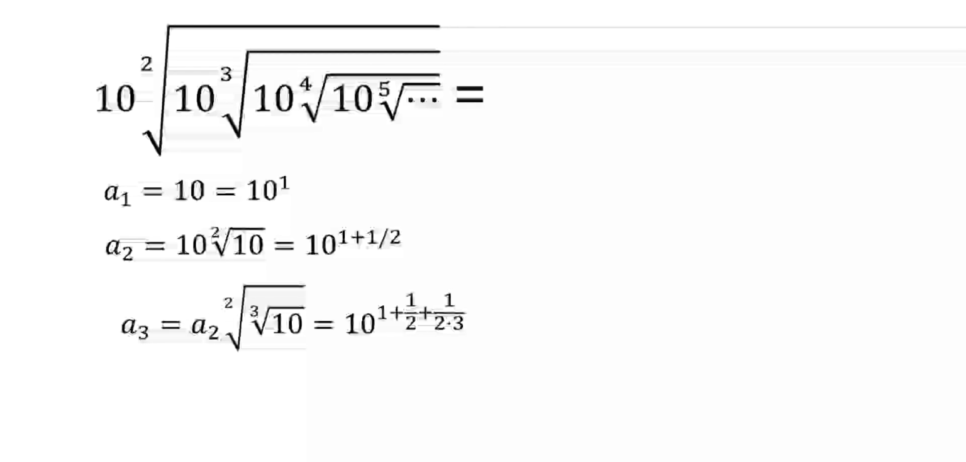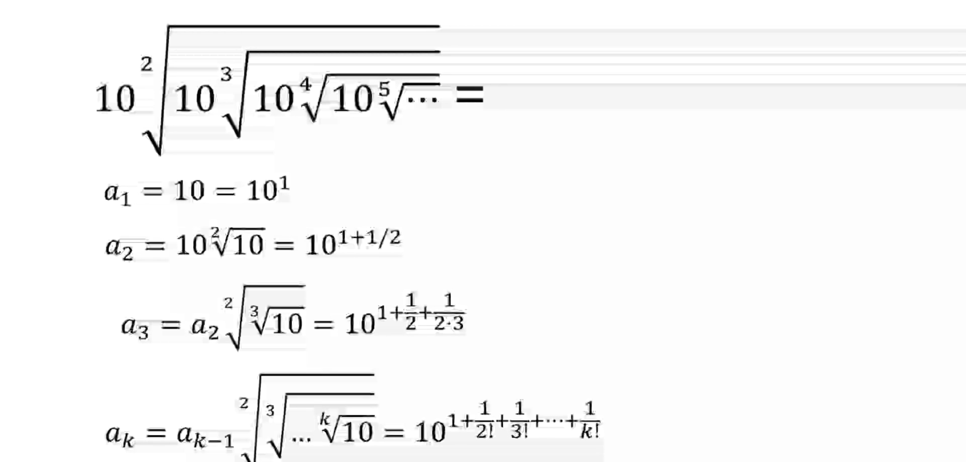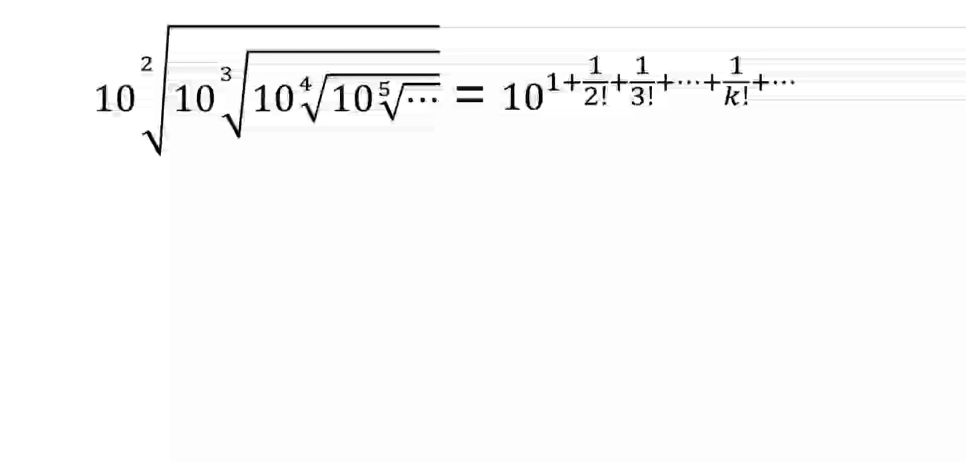And this works out to be 10 to the power of 1 plus 1 over 2 plus 1 over 2 times 3. And when you work out this pattern, you end up that the next term, or the kth term, is equal to the previous term multiplied by this following nested radical. We have the second root, the third root, and all the way to the kth root of 10. And when you work that out, it ends up being the sum of factorials like this. 10 to the power of 1 plus 1 over 2 factorial plus 1 over 3 factorial, and so on to 1 over k factorial. So now we look at this exponent, and this is another familiar pattern.